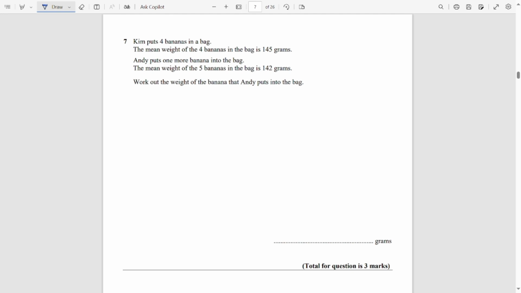So for question number 7, this is a kind of mean problem solving question. So we have 4 bananas. The mean weight of the 4 bananas is 145 grams. Well, how do we work out mean? We must have taken the total weight of those 4 bananas and divided through by 4, and then that answer was 145. So now I can work backwards and see what was the total weight of all those 4 bananas. And to do that, I'm going to take 145 and multiply by the 4. So the total weight is going to be 145 times 4, which is 580.